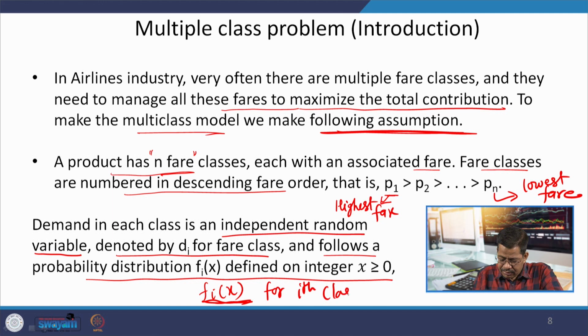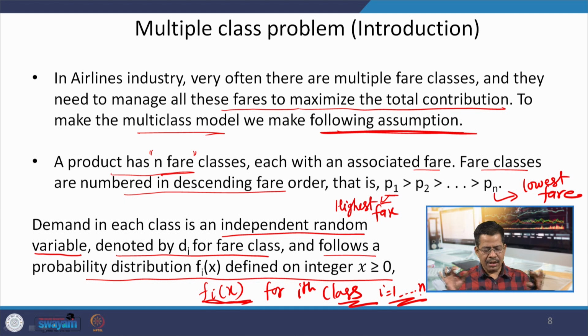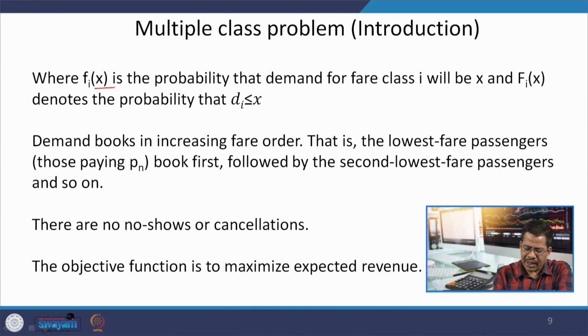So, fi(x) is the probability distribution for the ith class. Total n classes are there, so i varies from 1 to n. That is the basic nomenclature we are going to follow for this multiple-class problem. So, fi(x) is the probability that demand for fare class i will be x, and Fi(x) denotes the probability that Di is less than or equal to x.